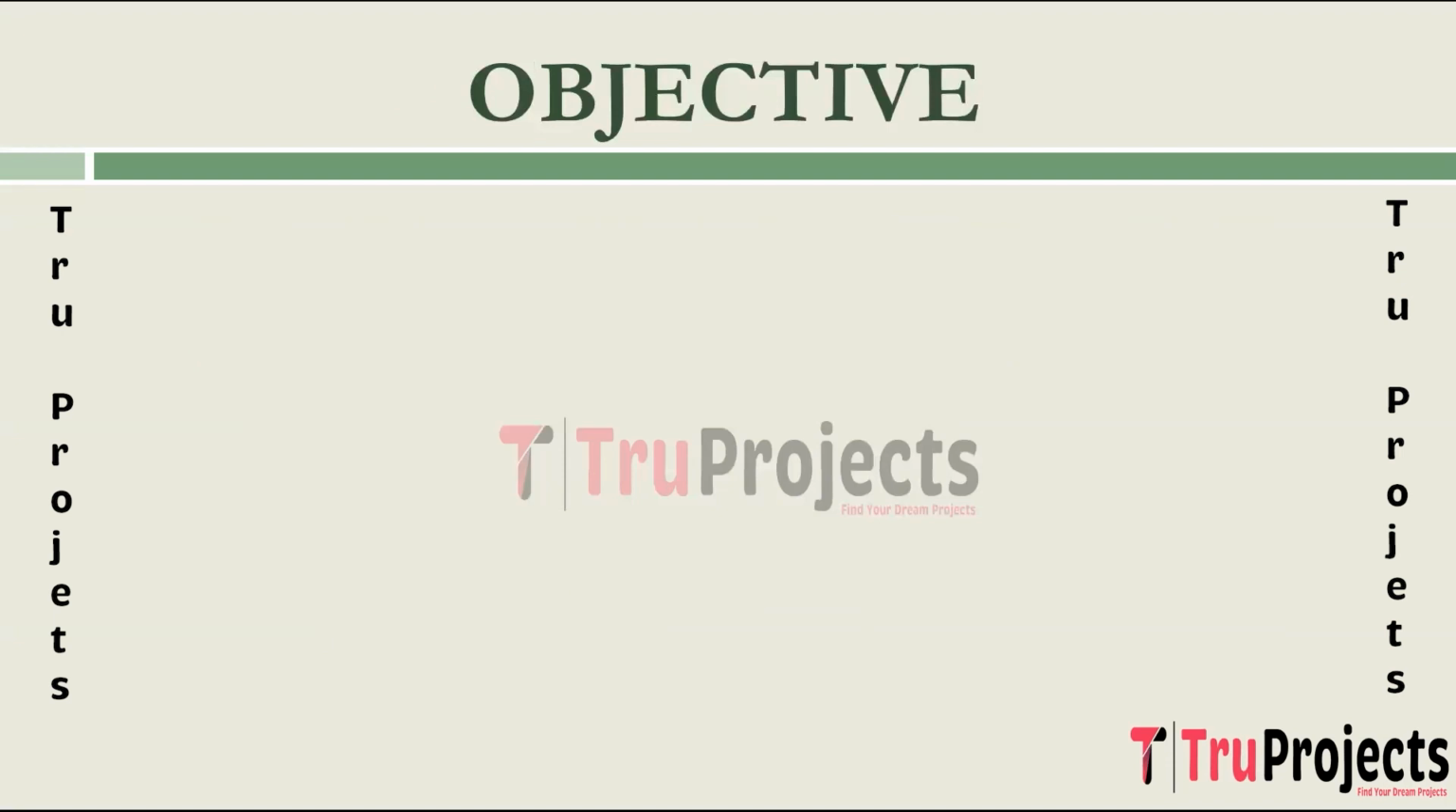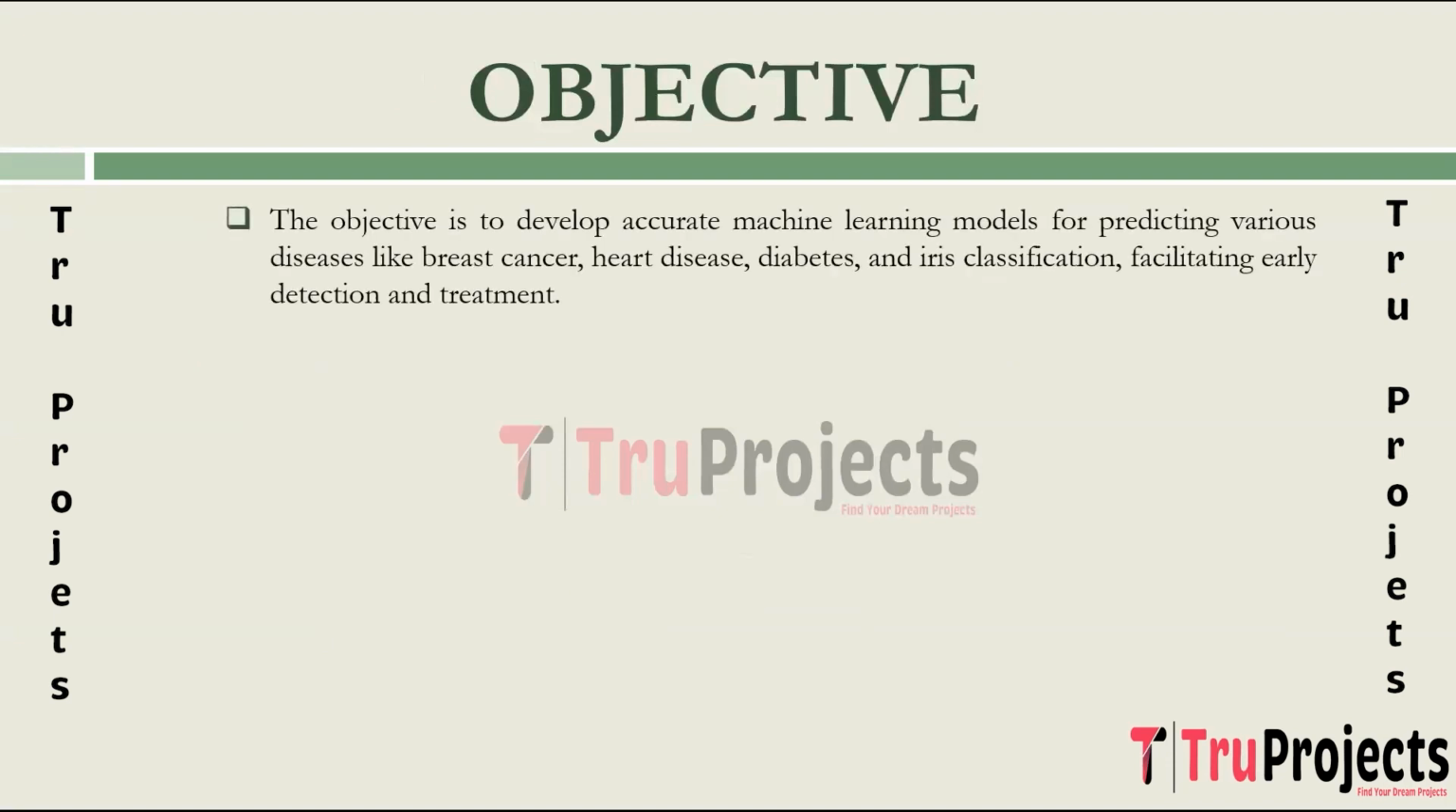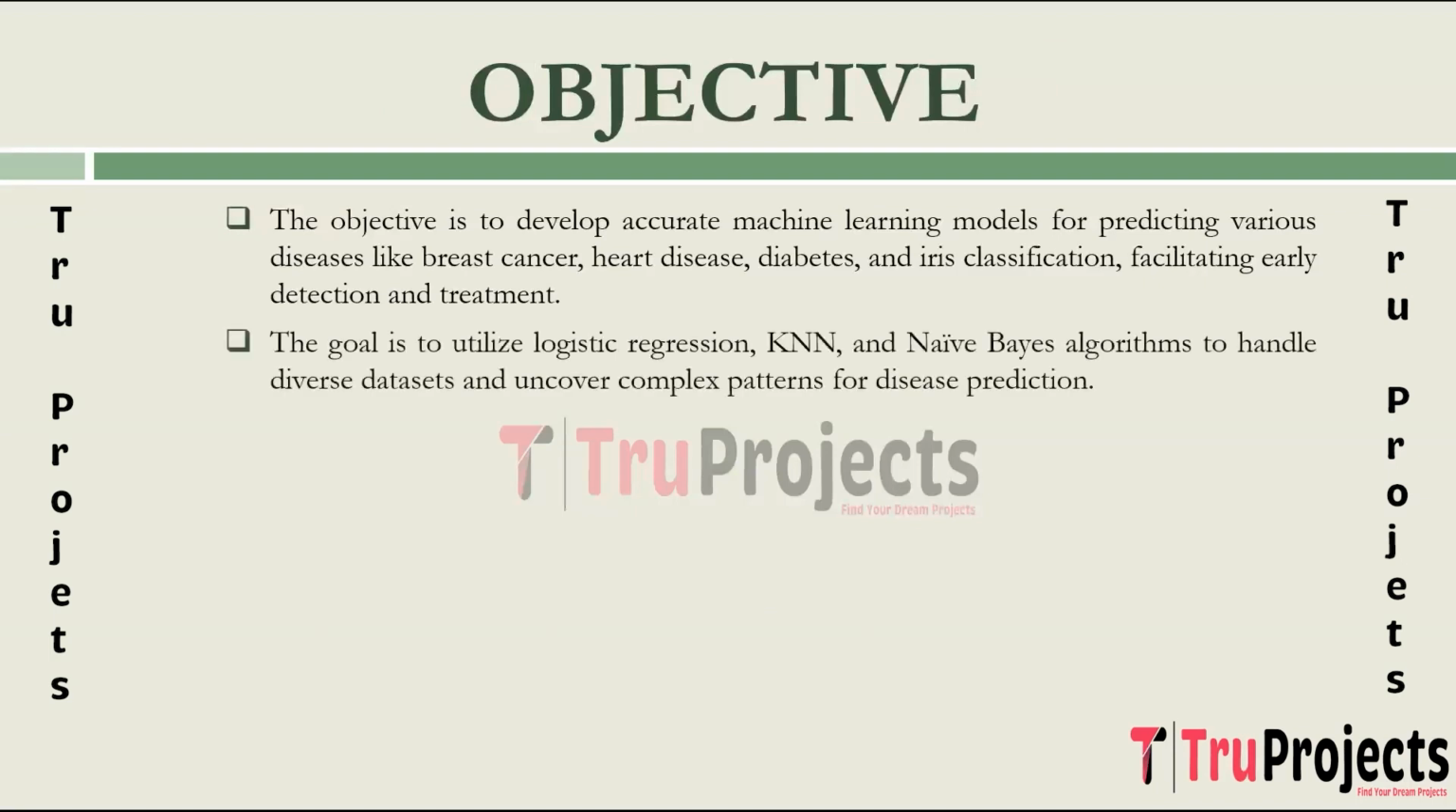Coming to the objective of the project, the objective of the project is to develop machine learning models that are capable of accurately predicting the presence of various diseases, including breast cancer, heart disease, diabetes, and iris classification, with the aim of enabling early detection and timely treatment. The goal is to leverage logistic regression, k-nearest neighbors, which is KNN, and naive Bayes algorithms for disease prediction, harnessing their capabilities in handling diverse data sets and uncovering complex patterns.